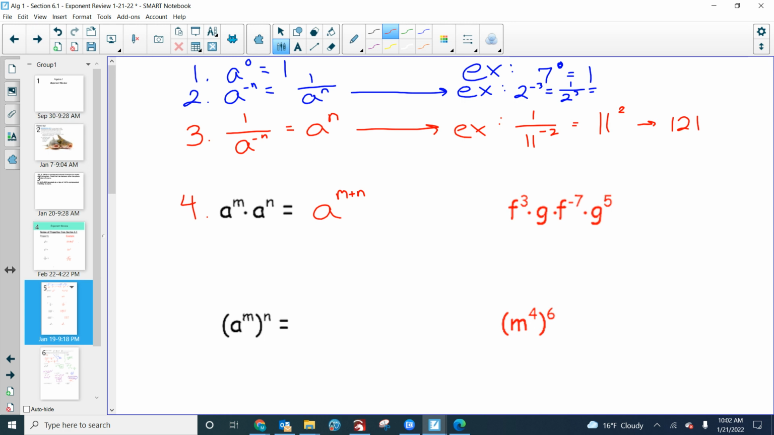So here's your example. This is going to be f to the negative 4, g to the 6. Now, I understand I can simplify that and make the exponents positive. That's not the point of this exercise. This is just giving an example for the process, the rule that we're using. Excellent.